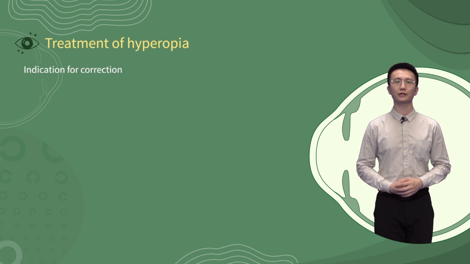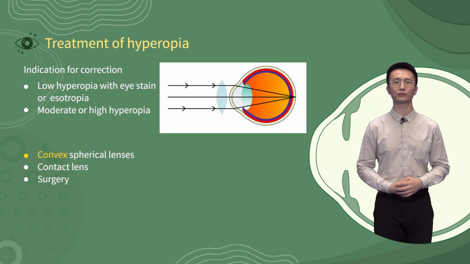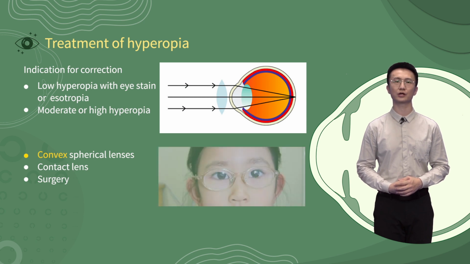We don't need to correct low hyperopia without eye strain, but we should recommend corrections if the degree is moderate or high, or the patient complains about fatigue or esotropia. To get that image on the retina, we have to add refractive power by using a convex lens. These convex lenses are just your traditional magnifying glass and can make the patient's eye look enormous.